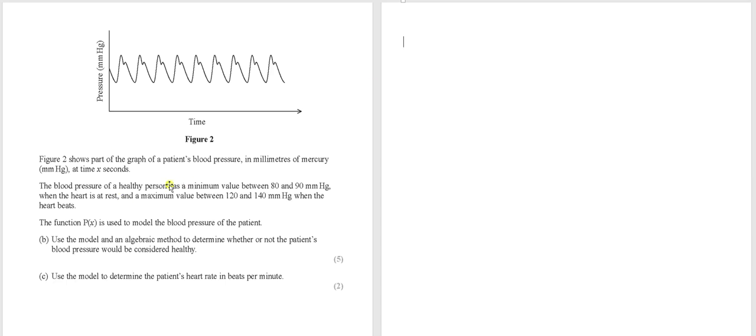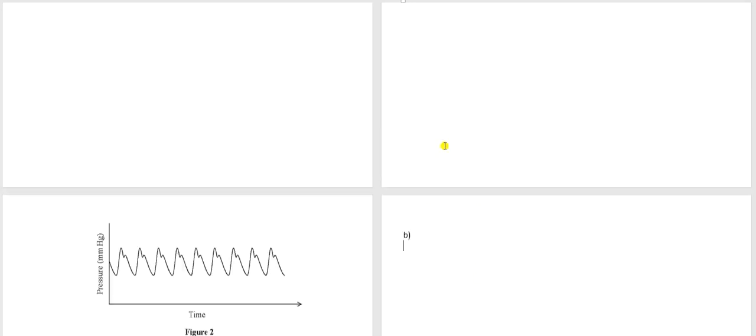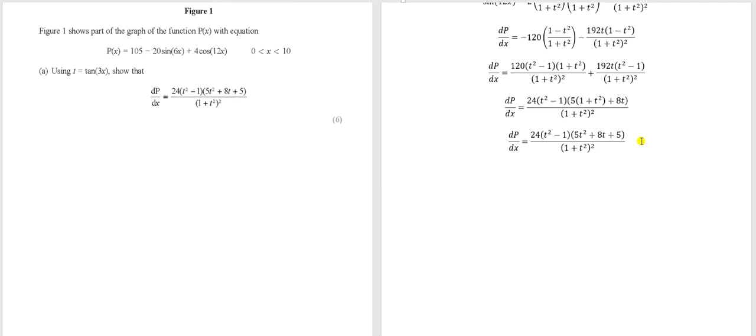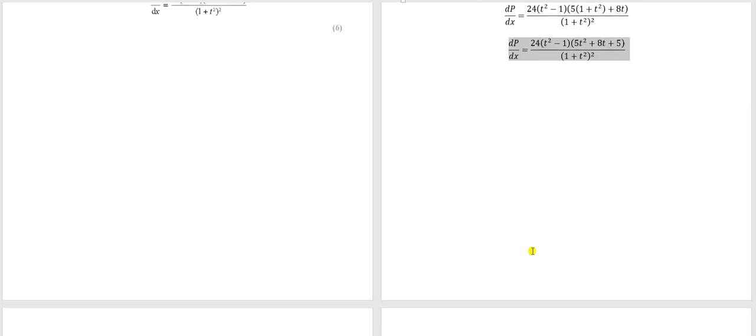All we need to use is the fact that we've got a minimum of between 80 and 90 and a maximum between 120 and 140. And we're using our function p of x to model the blood pressure. So for part B, use the model and an algebraic method to determine whether or not the patient's blood pressure will be considered healthy. Well, what we have here is the derivative.